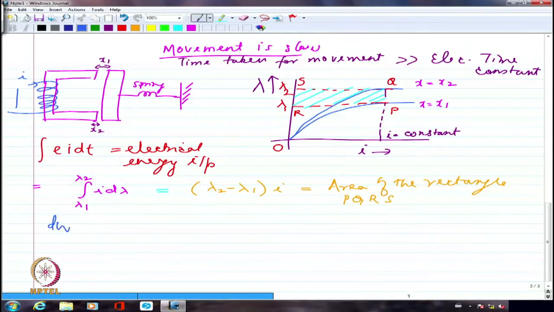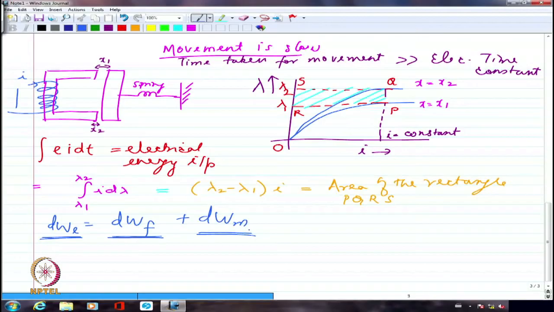Last class we wrote dWe equal to dWf plus dWm. We are going to look at how much is the change in field energy, how much is the electrical energy input, and how much is the mechanical energy contribution. So we are looking at every single thing in this equation. The electrical energy input we have accounted for as the area across that shaded portion, which corresponds to the integral of EI dt. That is the electrical energy input.